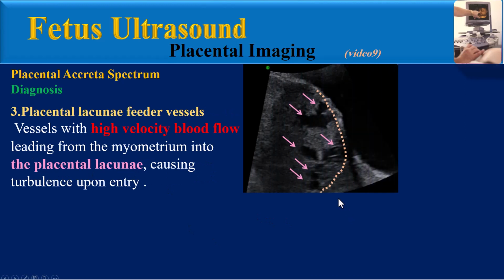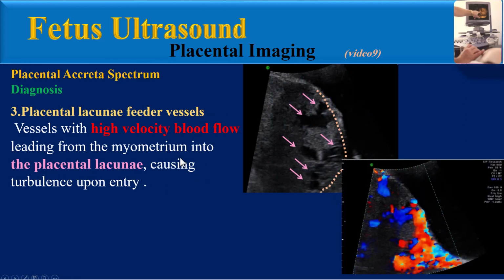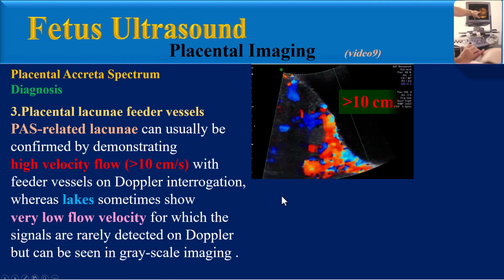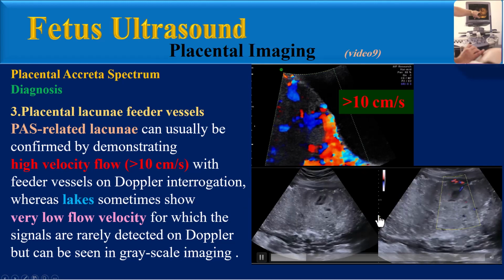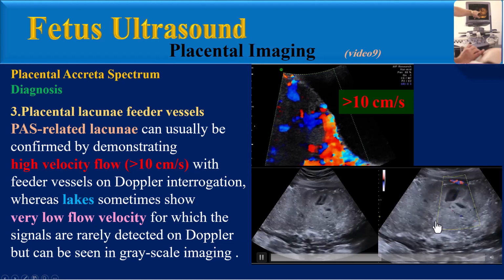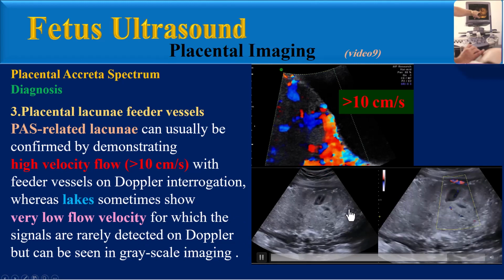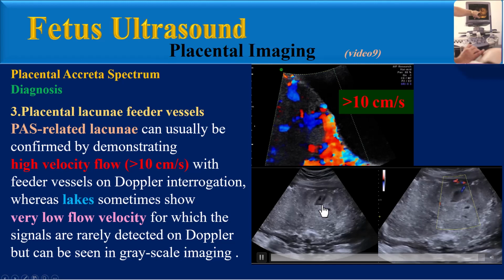Placental lacunae feeder vessels. Vessels with high velocity blood flow leading from the myometrium into the placental lacunae, causing turbulence upon entry. PAS-related lacunae can usually be confirmed by demonstrating high-velocity flow more than 10 cm per second with fetal vessels on Doppler interrogation, whereas lacunae sometimes show very low flow velocity, for which the signals are rarely detected on Doppler but can be seen in grayscale imaging.